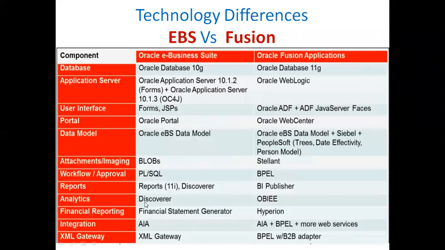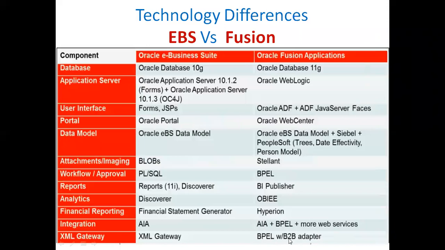Earlier we used to have Discoverer for analytics. Now we are not using Discoverer. We are using OBIEE for our analytics purpose. Financial models, financial reporting, FSG, we used to have Financial Statement Generator. In the place of FSG, we got Hyperion integration. Hyperion tool is used, and for integration AIA is there, and here it is AIA plus BPEL and more web services, and XML Gateway, and here it is BPEL.